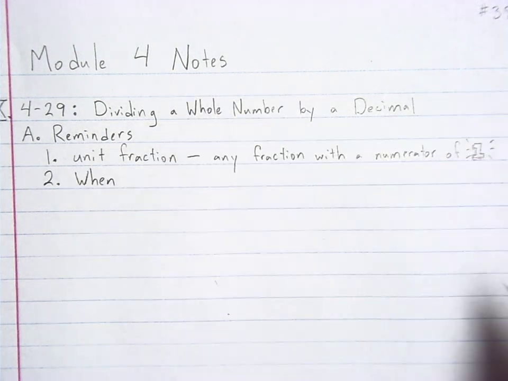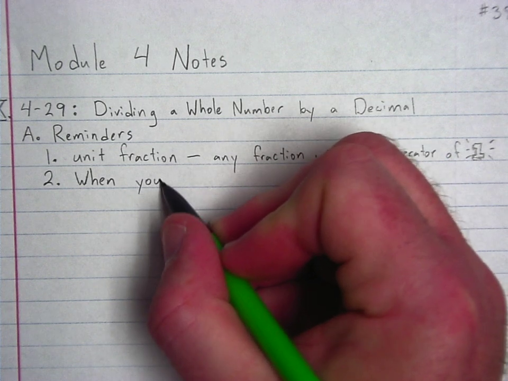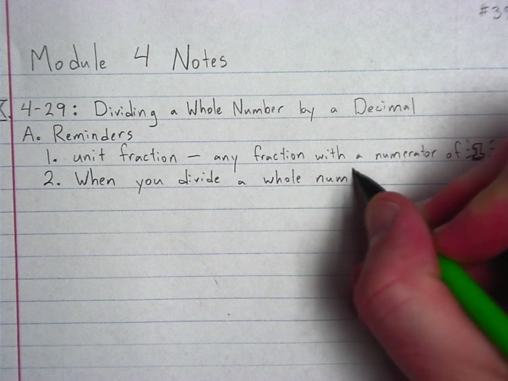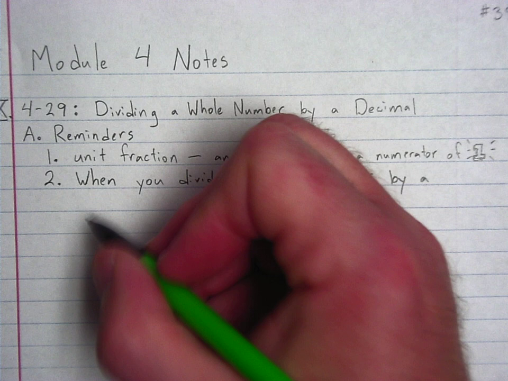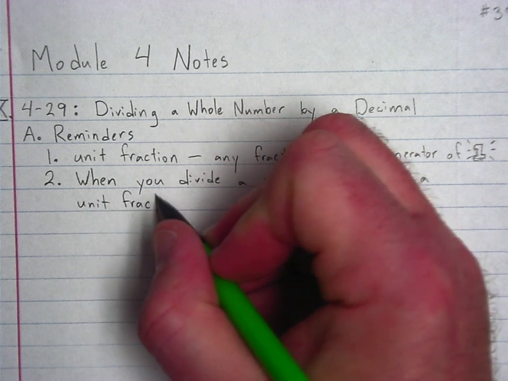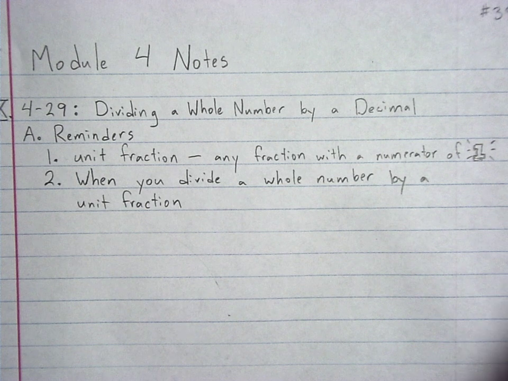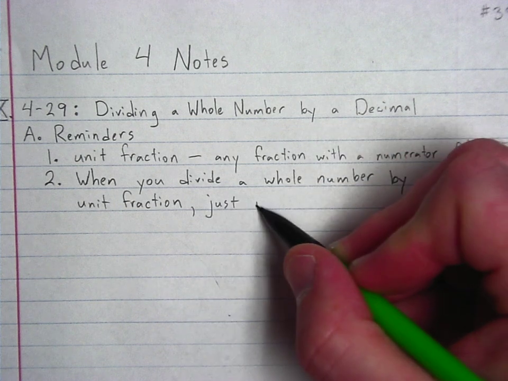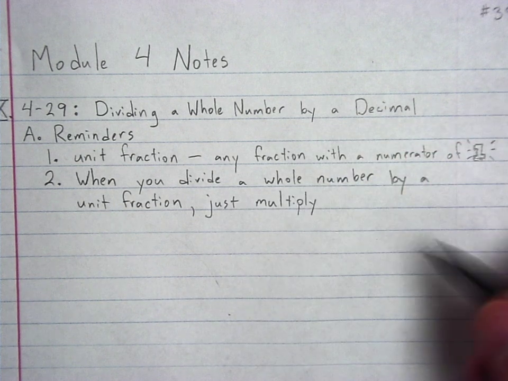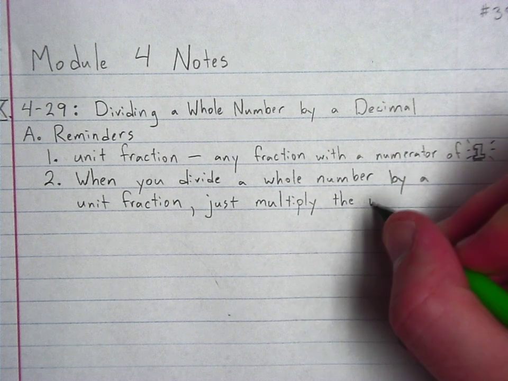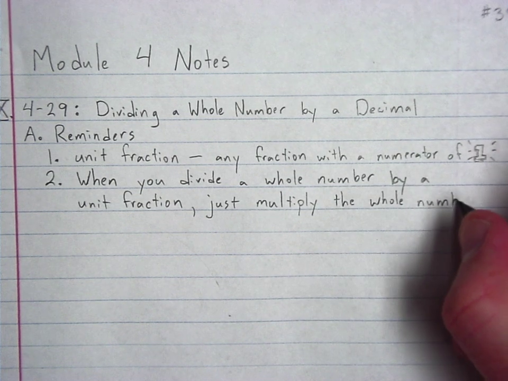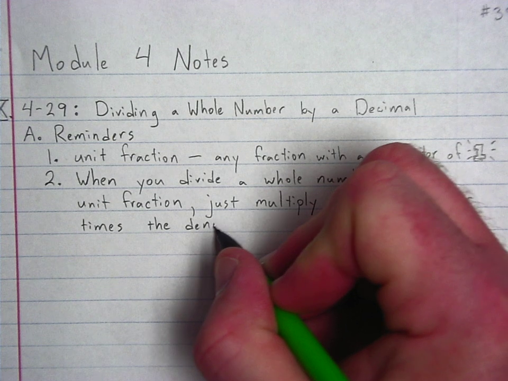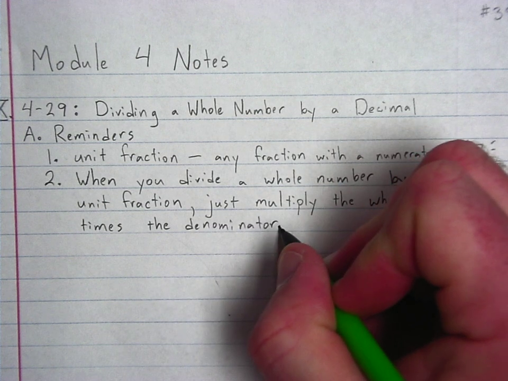let's make that a capital W. It's the beginning of the line. When you divide a whole number by a unit fraction, just multiply. I know it's weird, you're multiplying. Multiply whatever the whole number is, multiply that whole number times the denominator.